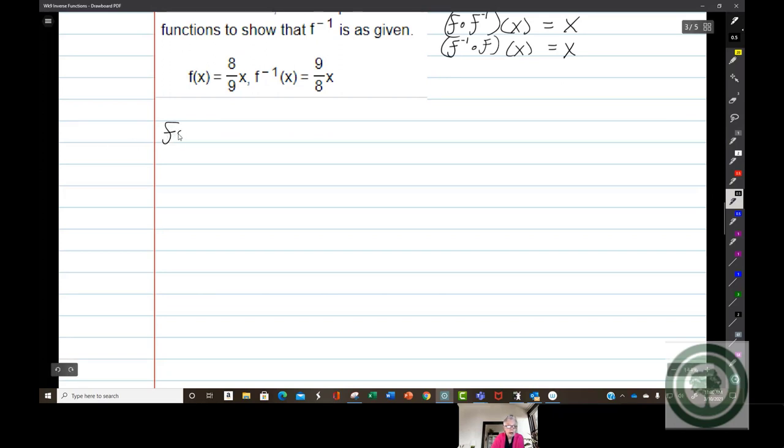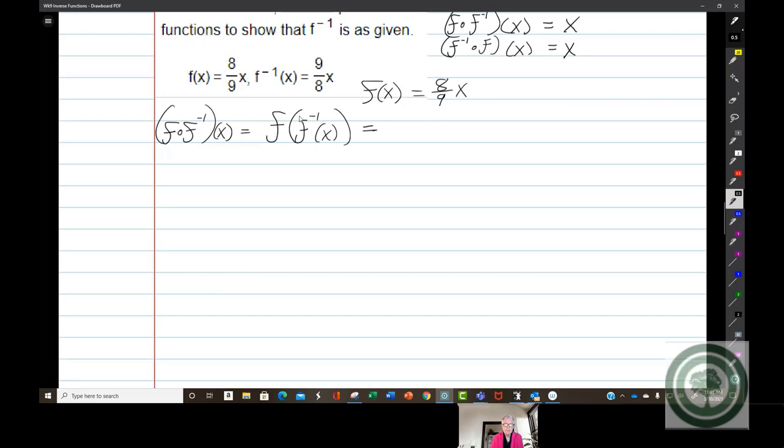So to take f of f inverse of x, here's what I have to do. That'll be f of f inverse of x. So here we go. f of x equals 8/9 times x. So f of f inverse, whatever you put in the parentheses, has to go in the x. So that will be 8/9 times f inverse of x, which is going to be 8/9. Now I'm going to write what f inverse is. 9/8 x.